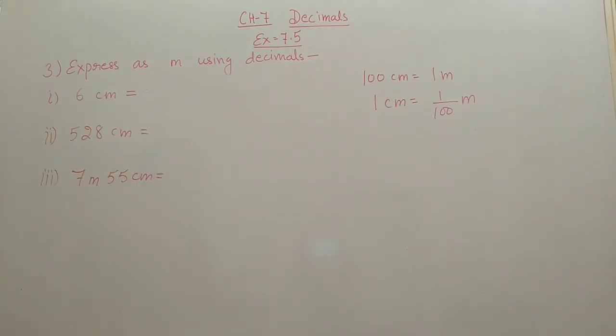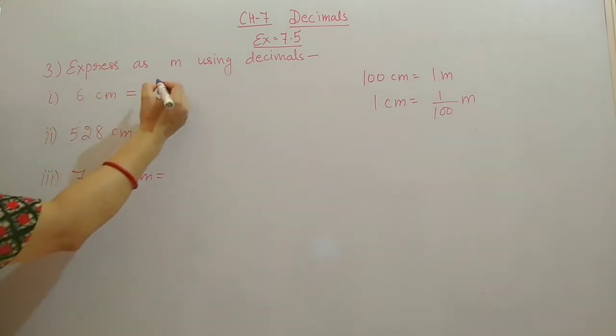Next, question number 3. Express as meter using decimals. We have to change the given centimeter into meter. 1 meter is equal to 100 centimeter. So 1 centimeter will be 1 by 100 meter. We are changing a small unit to a big unit, so we have to divide by 100 here. To change this centimeter into meter, we will divide by 100.